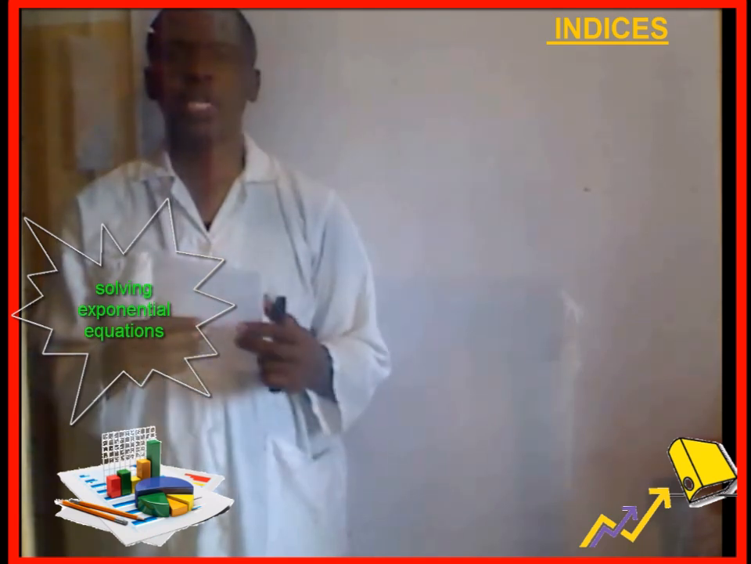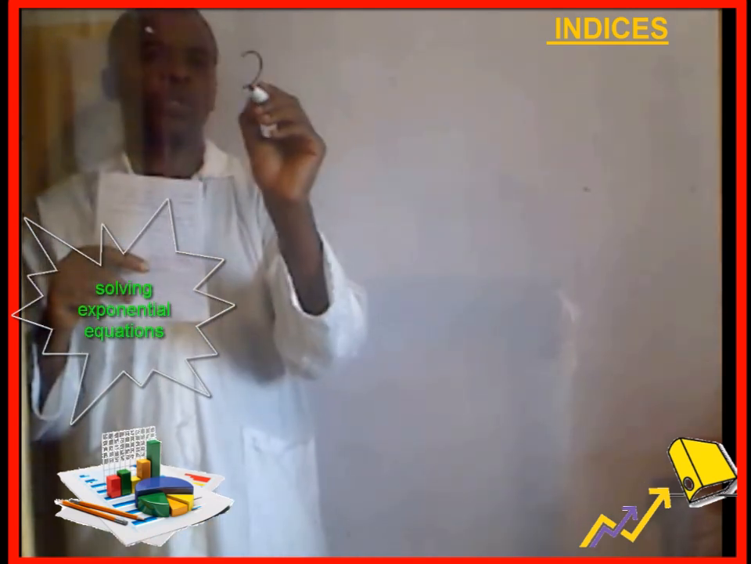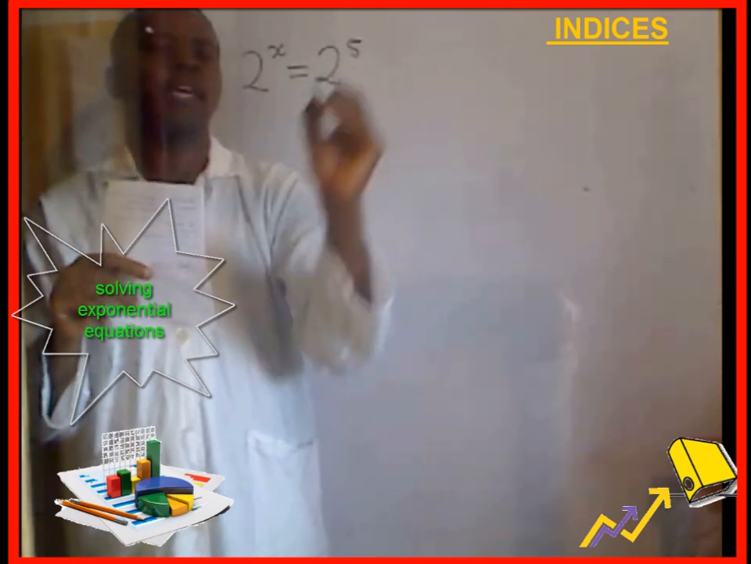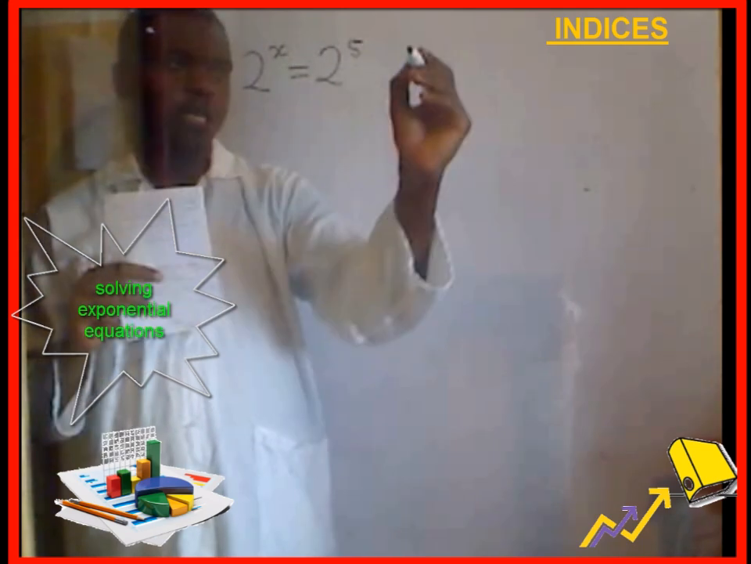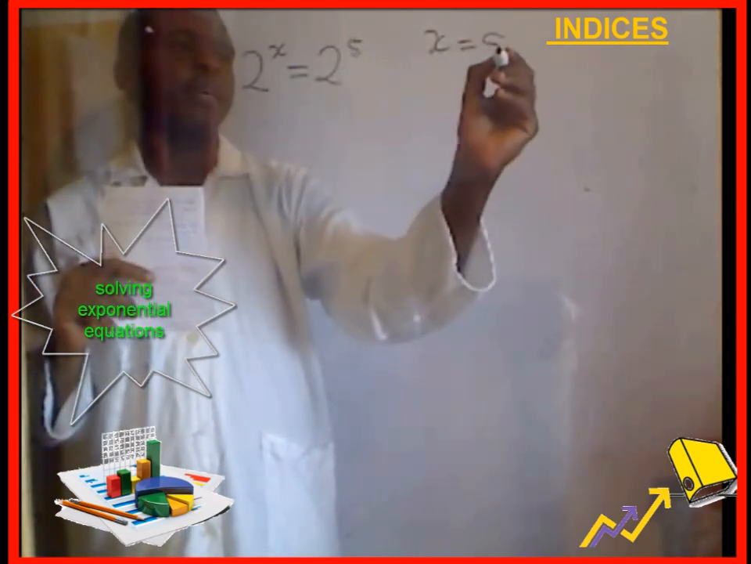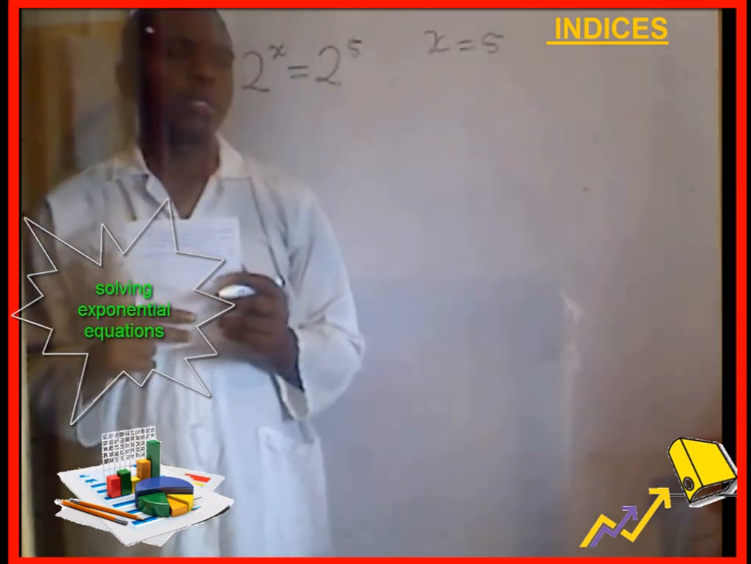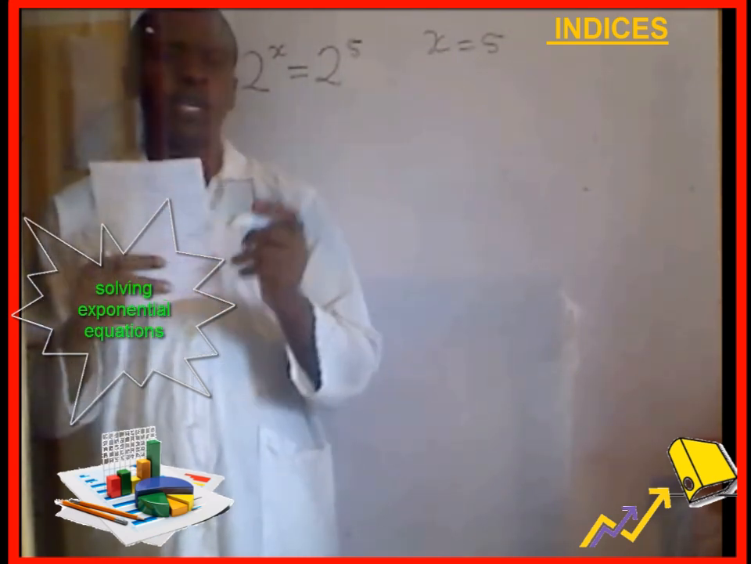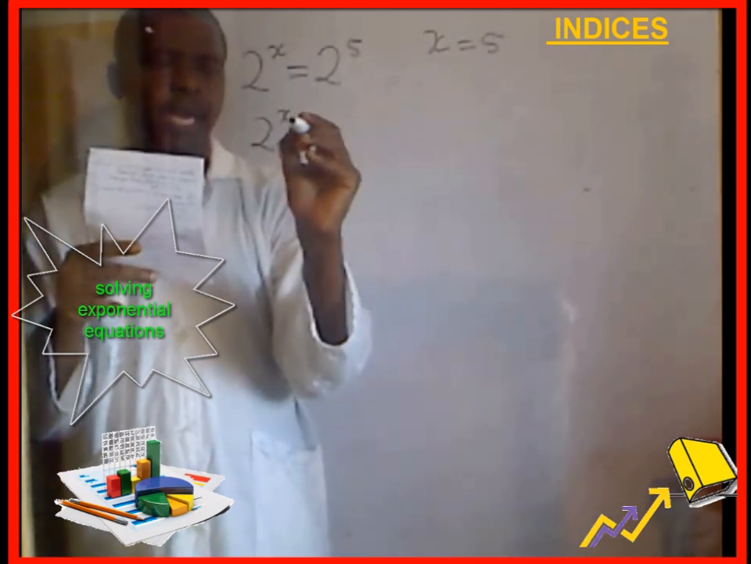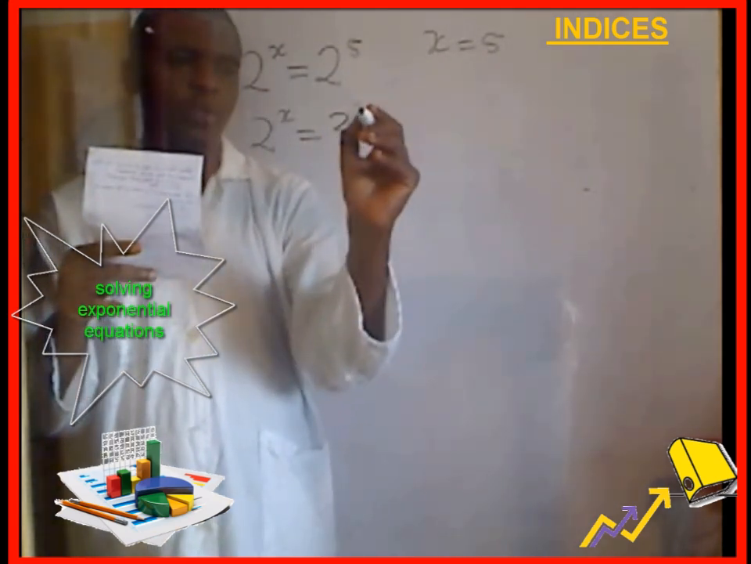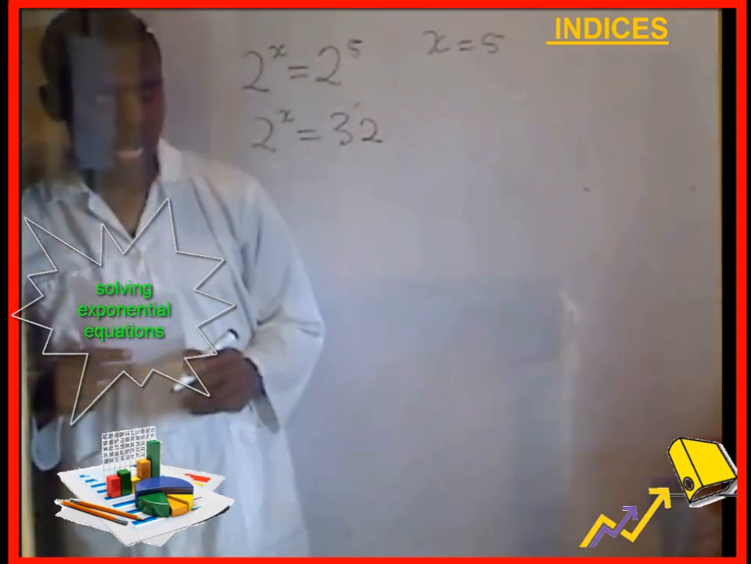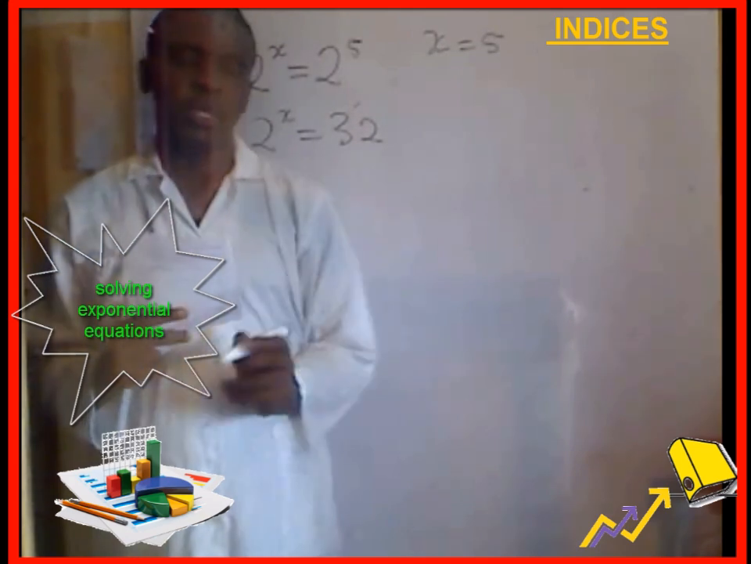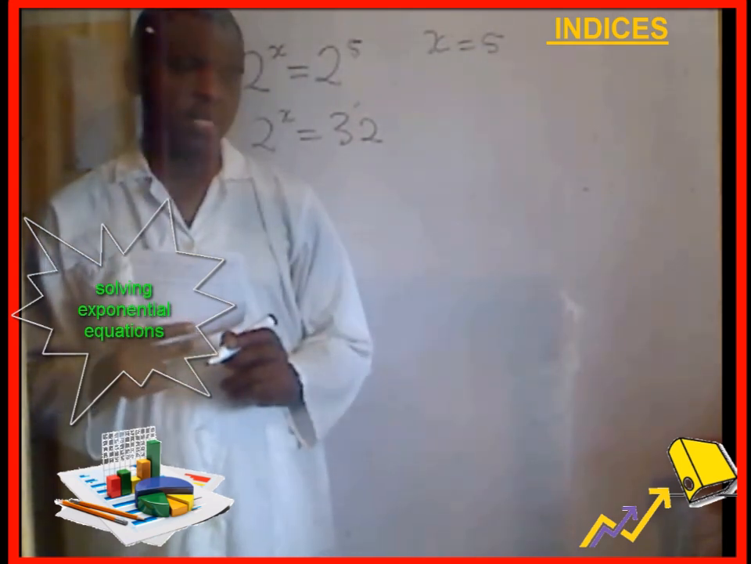To exponential equations. 2 raised to the power x is equal to 2 raised to the power 5. I can just read off from here that x is equal to 5. So most of the time the equation will not be given straightforward as such. If we're given this example, 2 to the x is equal to 32, our main task here will be to express both sides of the equation in the same base.